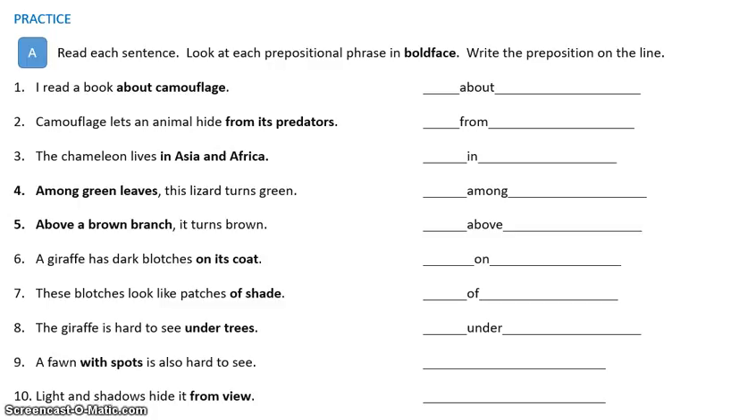Okay, number 9. It says, a fawn with spots is also hard to see. They've highlighted with spots. So with spots is your prepositional phrase. All prepositional phrases begin with a preposition, so the preposition is with. All right, the last one. Light and shadows hide it from view. From view is your prepositional phrase. All prepositional phrases begin with what? A preposition. And so on number 10, it should be from.